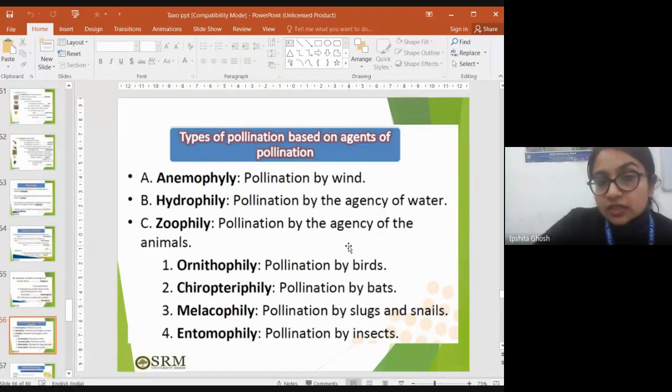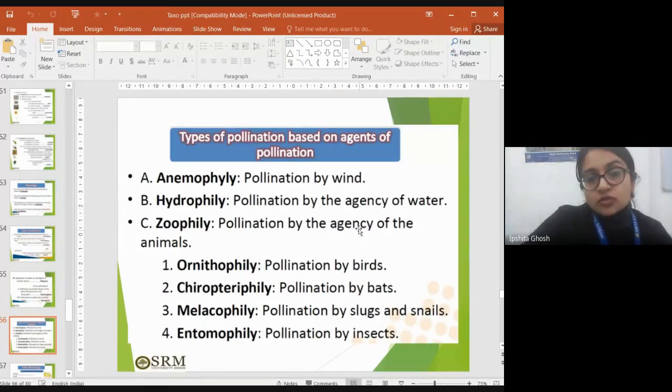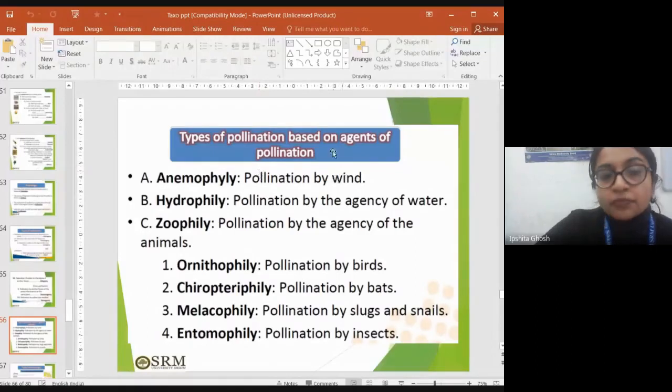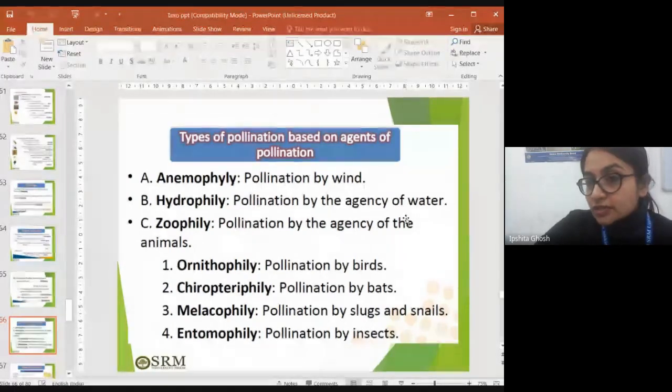Now we are going to study the different types of pollination based on the pollinators or the agents of pollination. We were aware that there are certain agents of pollination like wind, water, insects. So now we would know some new terms. Try to remember these terms, because they can come as short questions even in competitive exams. So you can expect questions from this part.